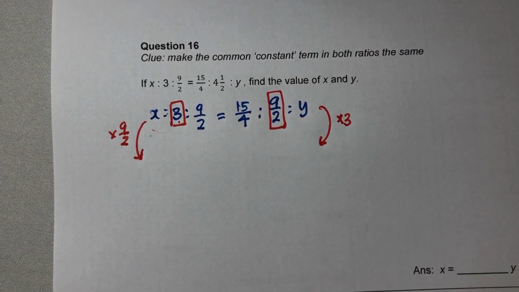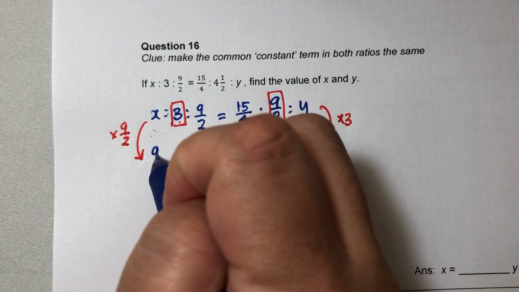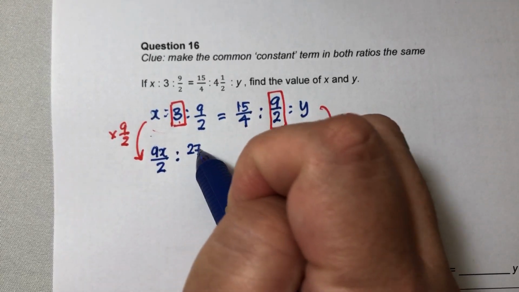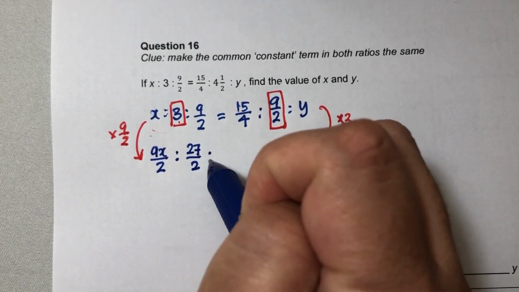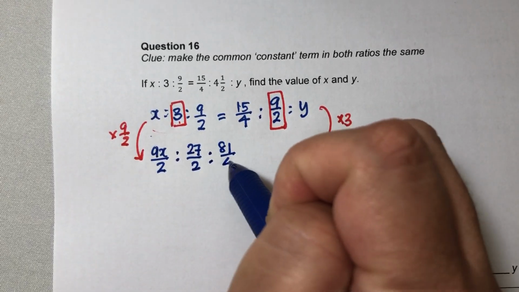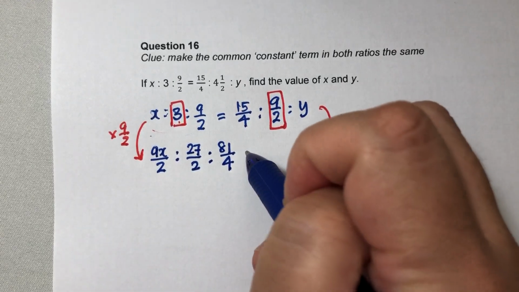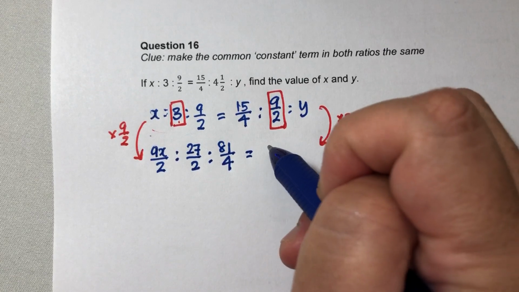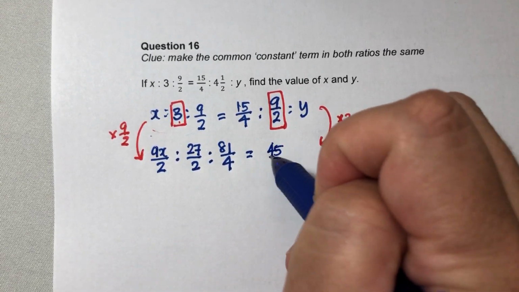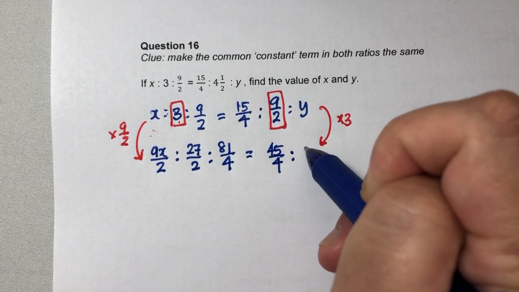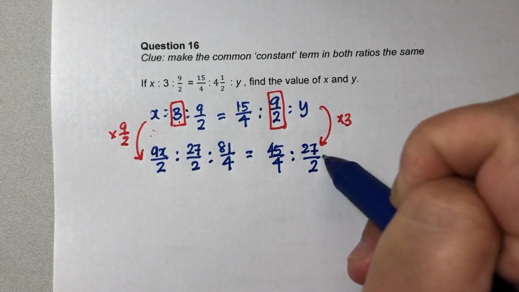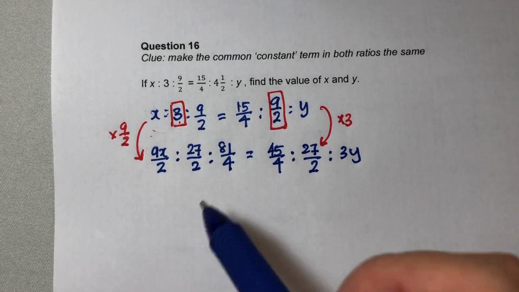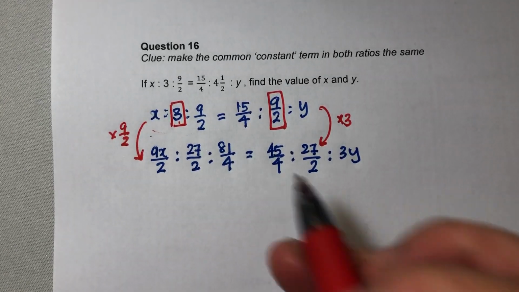So with this, we will get 9x out of 2 is to 27 out of 2 is to 81 out of 4. And on the right hand side, when we multiply by 3, we will get 45 out of 4 is to 27 out of 2 is to 3y. So we have achieved the objective of having these two terms the same.